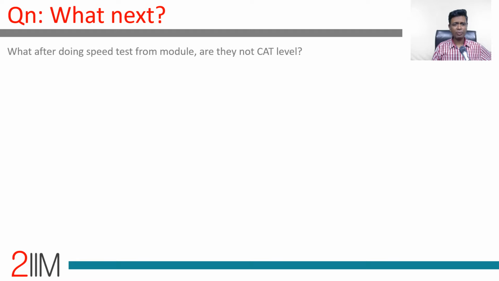Speed test book. I would say speed test book and cat level and drill, about 50% are cat level, more than 50%, 65-70% are cat level, about 30% are merely for practice. So it's practice going up to cat level.